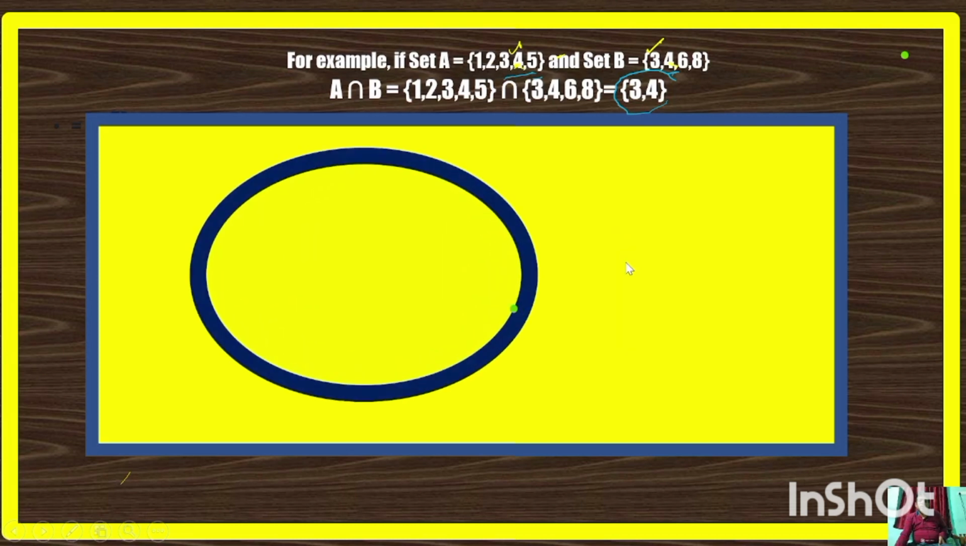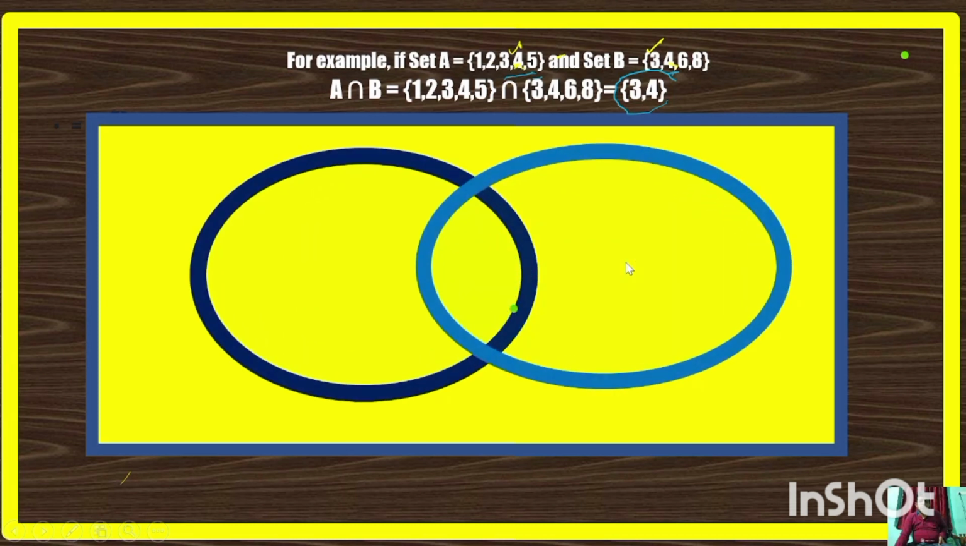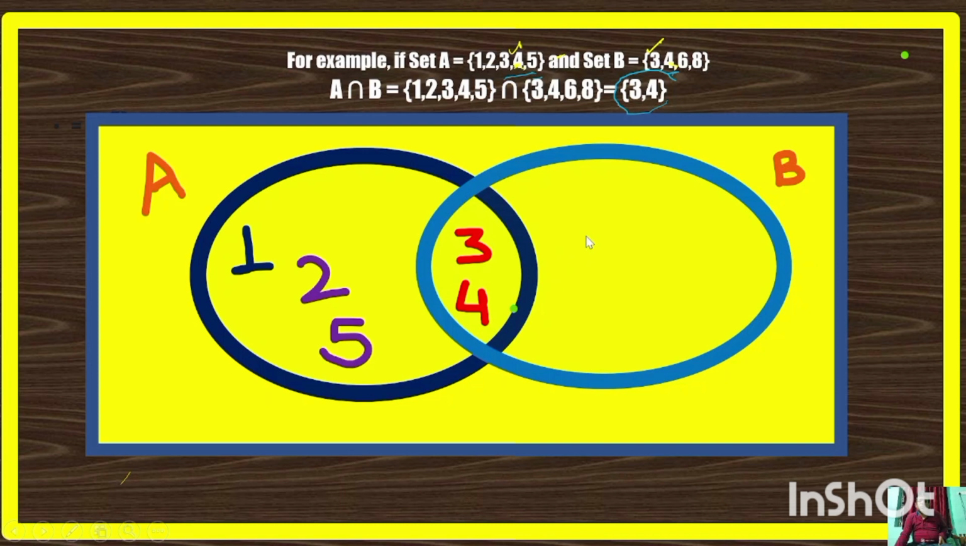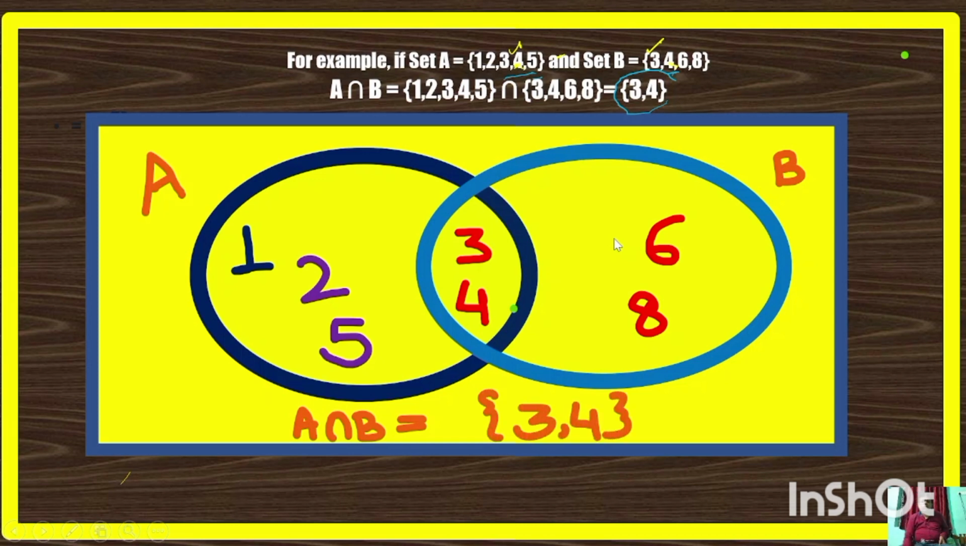And this is the Venn diagram. The common area, the intersection portion of the two sets A and B. These are the elements 1, 2, 3, 4, 5, and here 3, 4 are the elements common to both sets A and B. Okay, write down the elements of A and B, then look at your common portion. What is the common portion? The common portion is 3 and 4, the elements of the common portion.